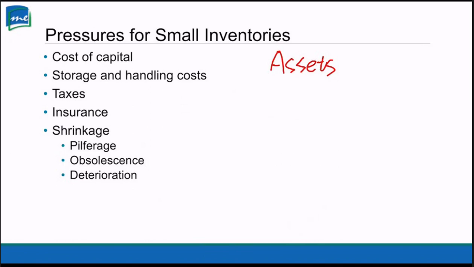And the last reason why companies keep small inventories is shrinkage. And I gave you three types of shrinkage here. The first one is what we call pilferage.